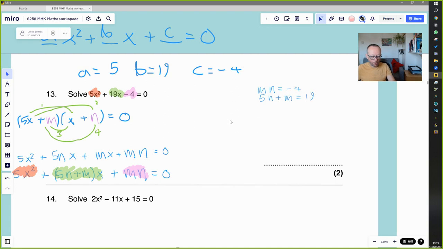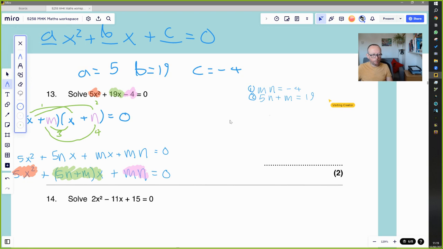So what we do first is we look at the top bit, our first equation, and then we look at the second equation afterwards. This is usually easier. What I do, if there's a few different combinations, is maybe do a table. So we've got m and n. Well, m could be 1 and n could be negative 4, or m could be negative 4 and n could be 1.